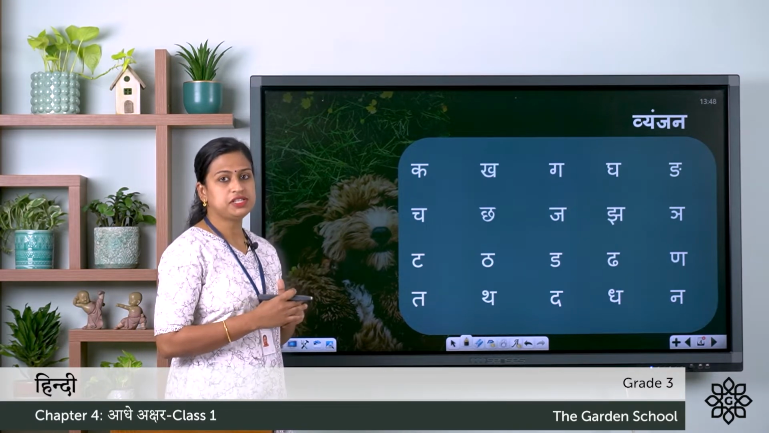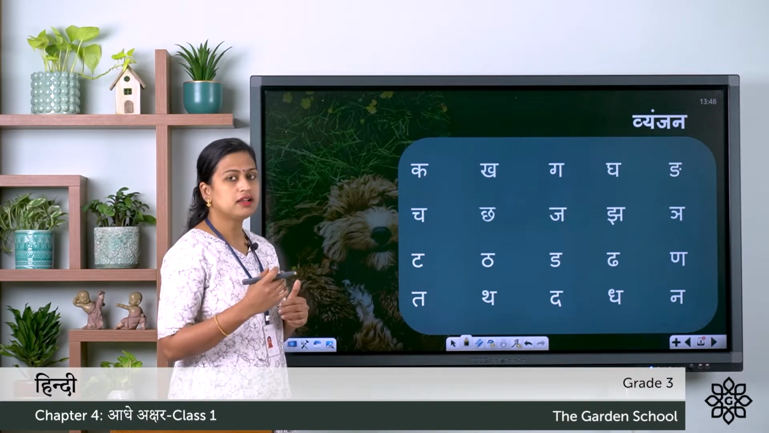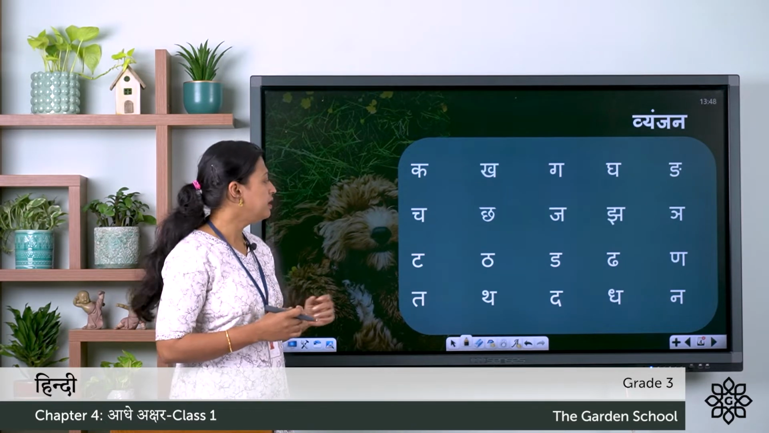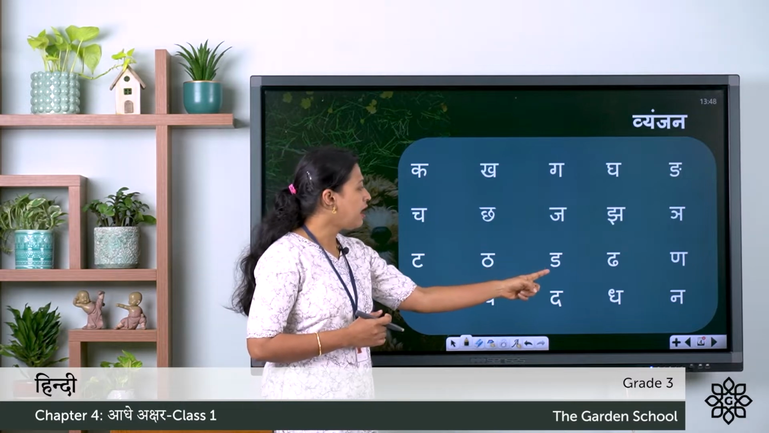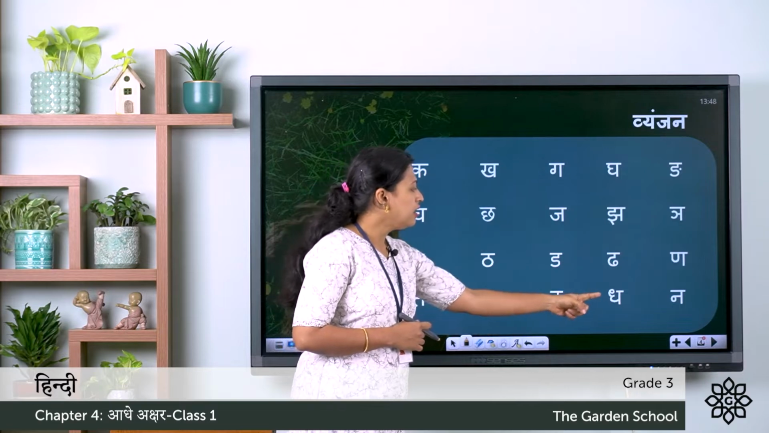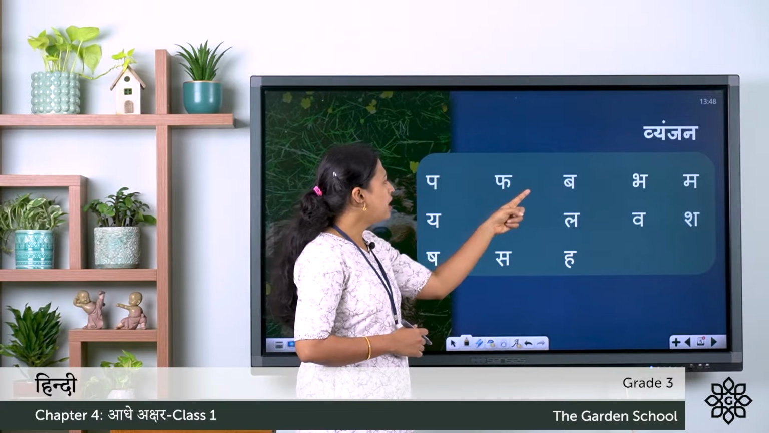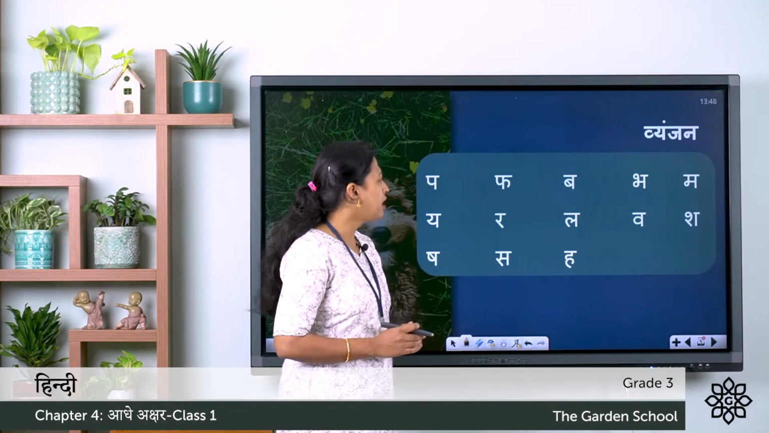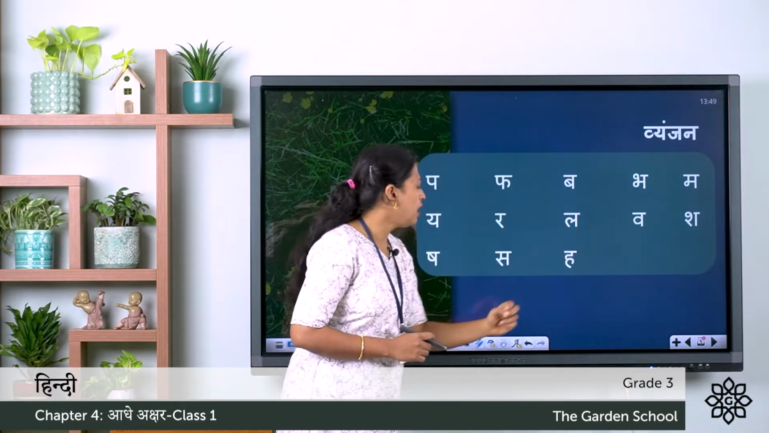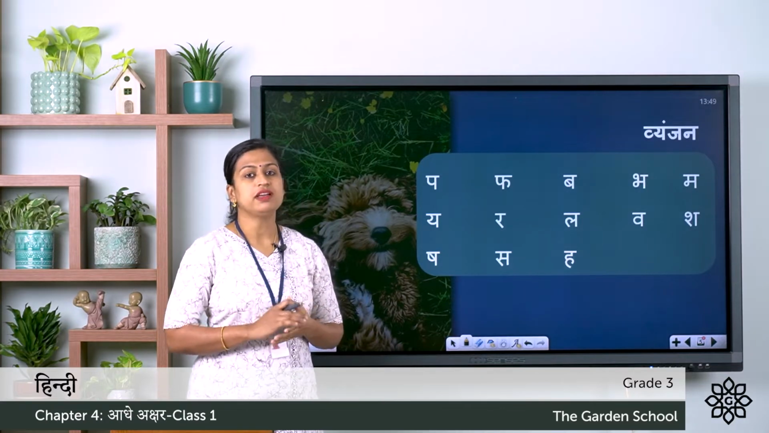These are the Vyanjanakshar. They are Ka, Kha, Ga, Gha, Nga, Cha, Cha, Ja, Jha, Ya, Ta, Tha, Da, Dha, Na, Ta, Tha, Da, Dha, Na. Next, Pa, Fa, Ba, Bha, Ma, Ya, Ra, La, Va, Sha, Sha, Sa, Ha. So these are the Vyanjanakshar.